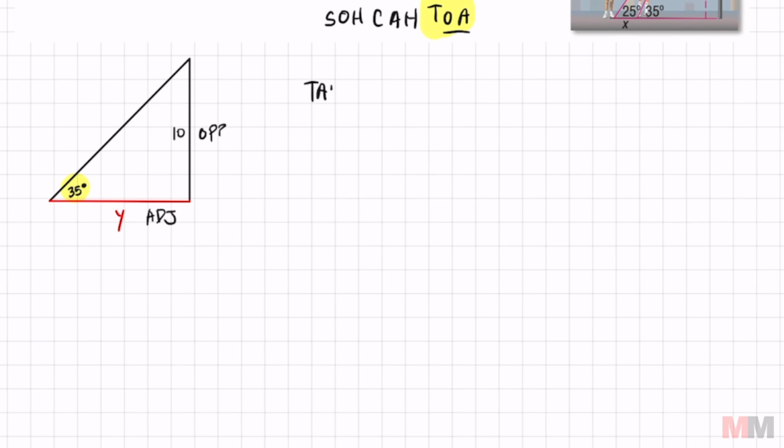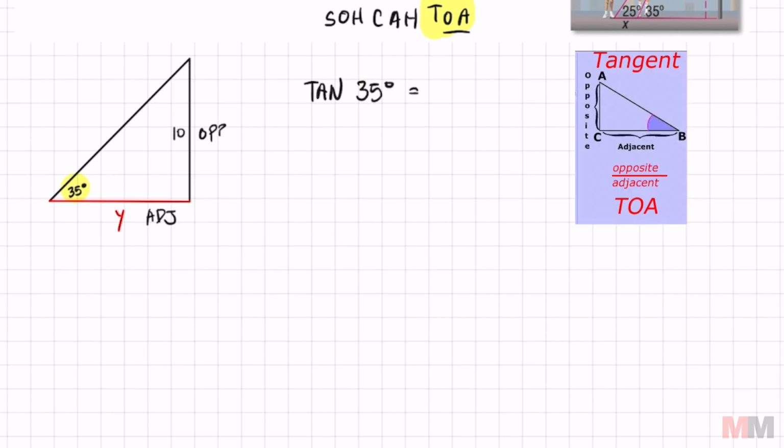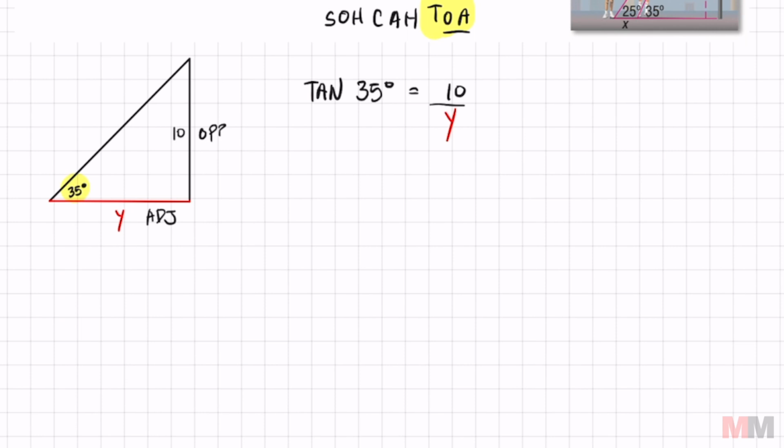The tangent of 35 degrees equals opposite, which is 10, divided by my adjacent, which we're going to label Y. And from there, our goal is to solve for Y. How do you solve for Y? Well, if it's in the bottom, you get rid of it by multiplying. So I'm going to multiply by Y, and I'm left with Y times the tangent of 35 degrees equals 10. Because these are going to cancel off.